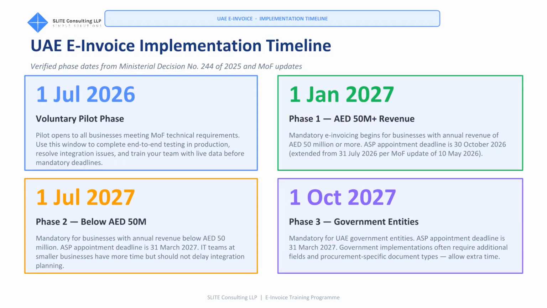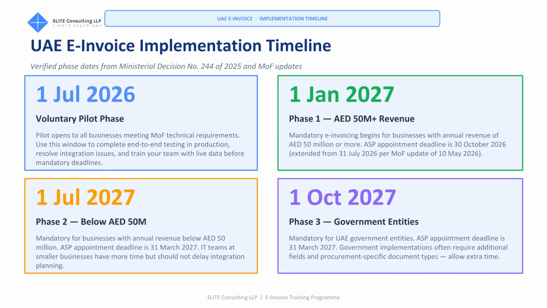Four dates to anchor your plan against. July 1st, 2026. Voluntary pilot opens to any business that meets the technical requirements. This is your live test window with real invoices and real partners. January 1st, 2027. Phase 1 mandatory for businesses with annual revenue at or above 50 million dirhams. The ASP appointment deadline for this group is October 30th, 2026, extended from July 31st per the MOF update of May 10th, 2026.